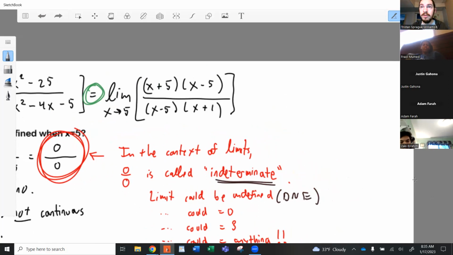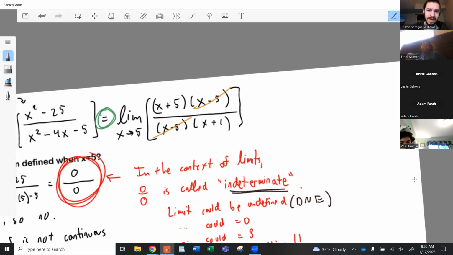And what do we do with those? Cancel them. Yeah, they can cancel out. That's right. We can reduce this fraction. So the x minus 5 is a common factor. It cancels out. And so now that means that this is equal to the limit as x approaches 5 of x plus 5 in the numerator over x plus 1 in the denominator.